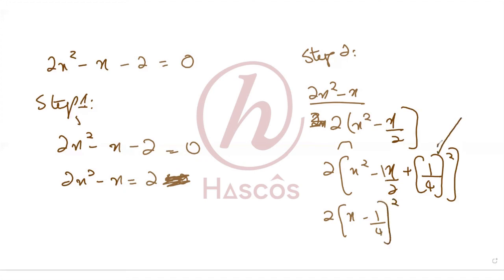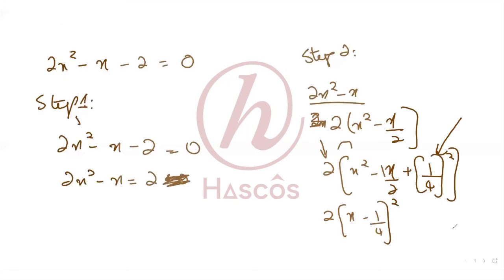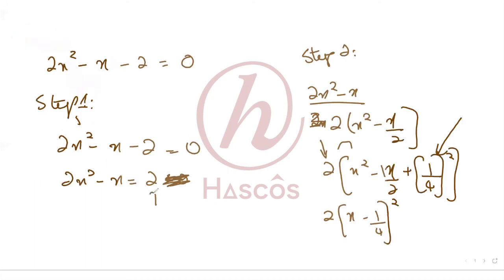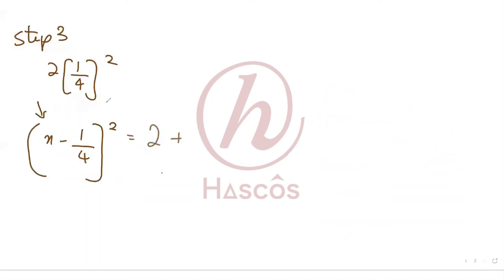Now please remember that we are adding 1 upon 4 whole square on the left hand side, and this 2 is also going to have an effect. So in step number 3, we need to add 2 times 1 upon 4 square on the right hand side. So our left hand side is already x minus 1 upon 4 whole square, whereas our right hand side is going to be, we already had 2 on our right hand side. So to 2, we're going to be adding this, that's 2 times 1 upon 4 whole thing square.